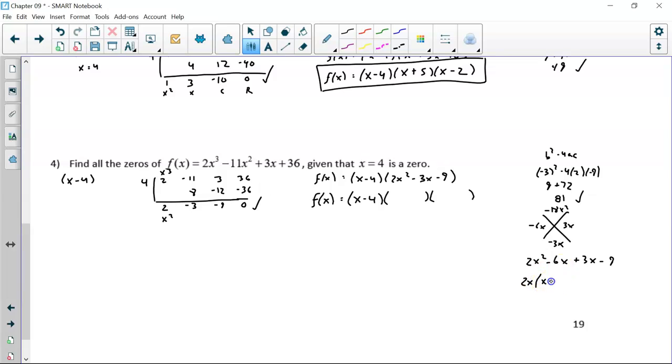Common factor of the first two terms is 2x. We factor out, we get x minus 3. The last two terms, we factor out a positive 3, and then x minus 3. So our factors, x minus 3, 2x plus 3.